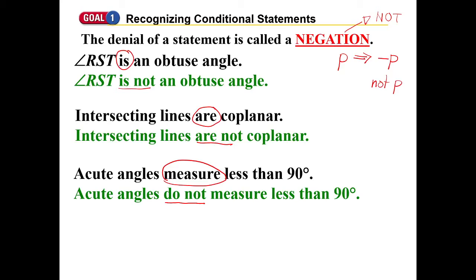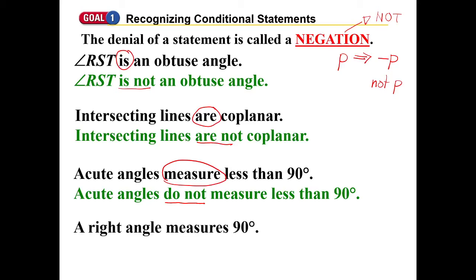So just take note of that. If you're having linking verbs, put is not or are not. But if you're given verbs like measure, or other verbs like eat, aside from linking verbs, you make use of do not and does not. Do not for plural, does not for singular.